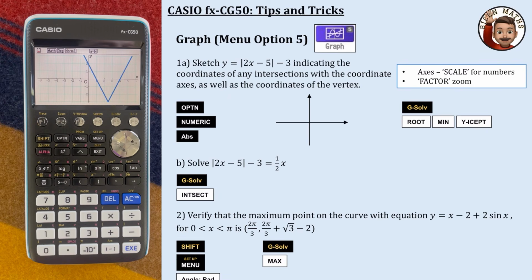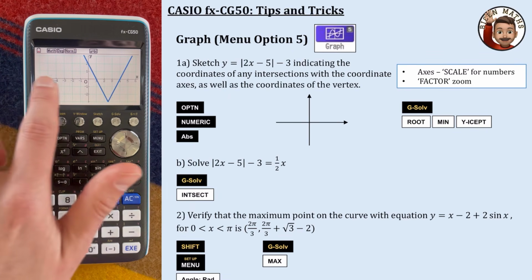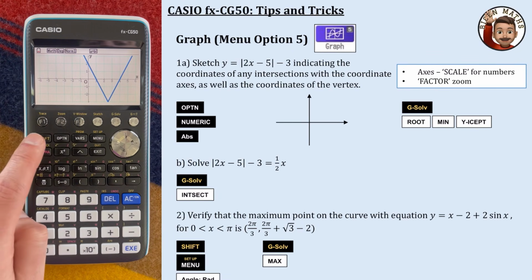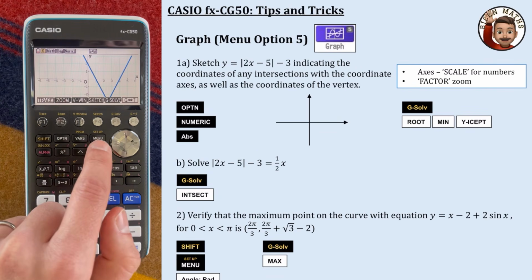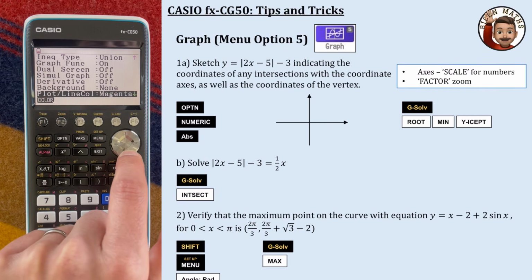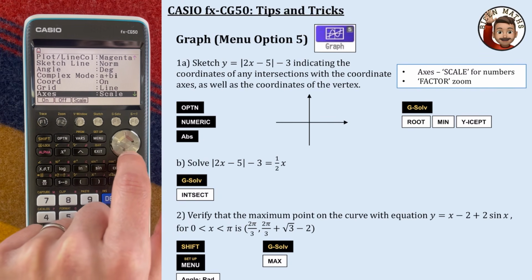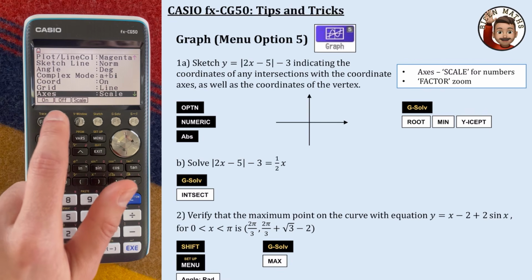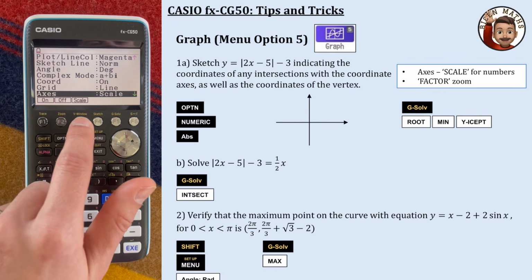So once it draws it, it looks a bit like this, but you may not have the numbers on your particular one. So if you want to get the numbers on there, you can press shift and then do setup. And then if you scroll all the way down here, you should get to a point where it says axes scale. If it's off, then you're not going to have any numbers, but if you press scale, it will have the numbers.